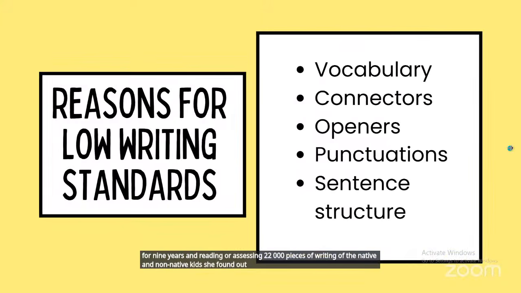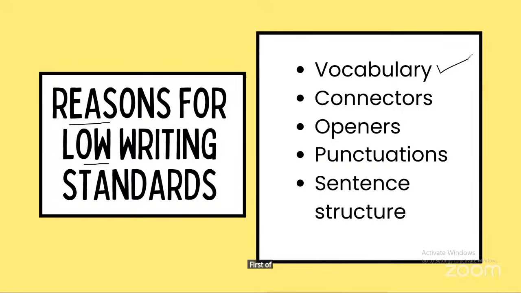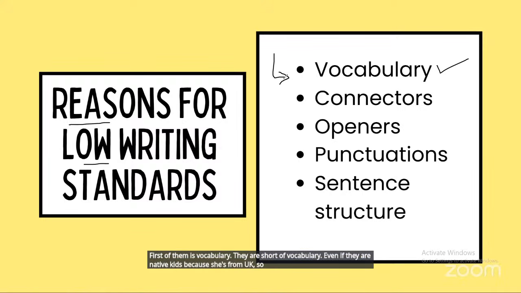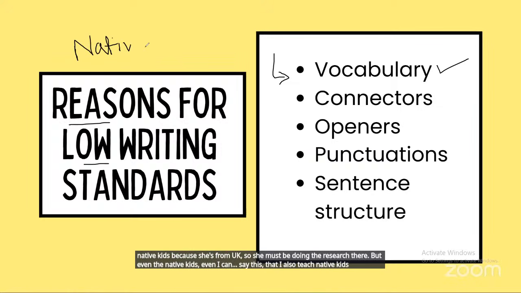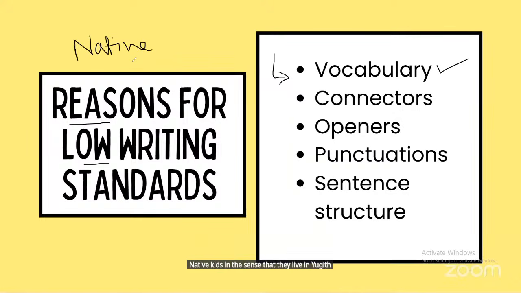she found out that there are certain points which children lack in their writing, or which are the reasons for low writing standards. First of them is vocabulary. They are short of vocabulary. Okay, even if they are native kids, because she's from UK, so she must be doing the research there. But even the native kids, I can also say this, that I also teach native kids in the sense that they live in UK, they are born in UK, they are born in US, but English to them is kind of their first language. Even after that, when it comes to writing, their vocabulary is not that much developed that they can write a good piece.